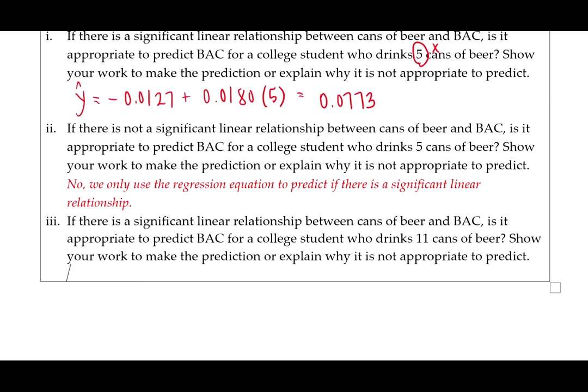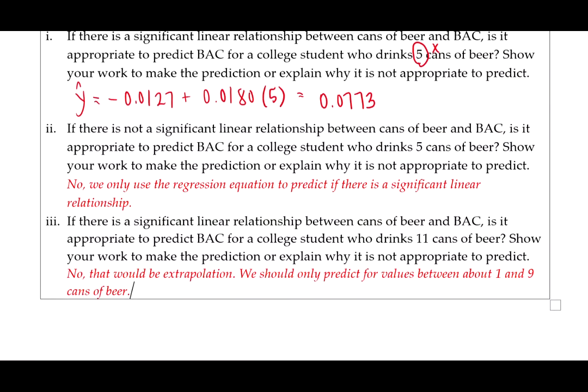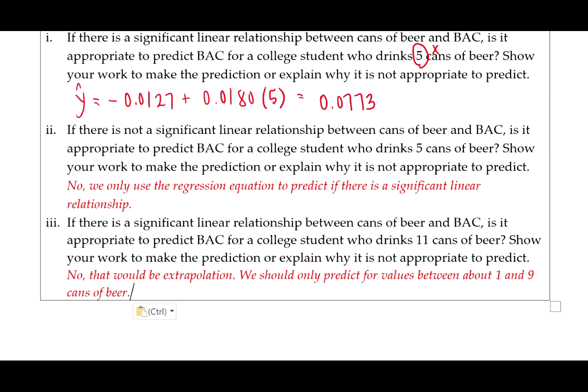And so therefore, predicting for a college student who drinks 11 cans of beer would be extrapolation, and we should only predict for values between about 1 and 9 cans of beer. That's the range of collected values for the explanatory variable. So we should not predict for this situation either.